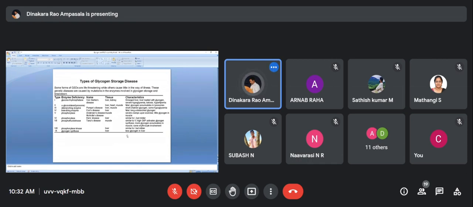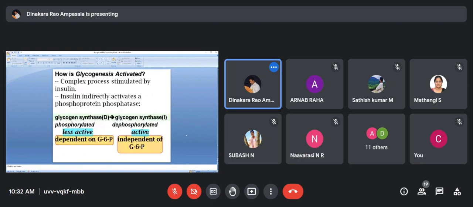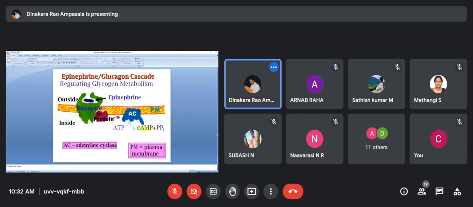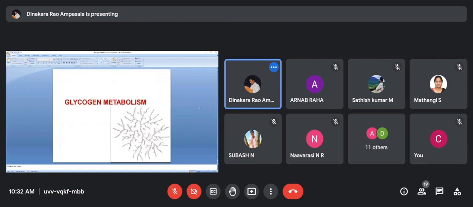Any doubt here? Glycogen metabolism and its regulation. Any doubt?